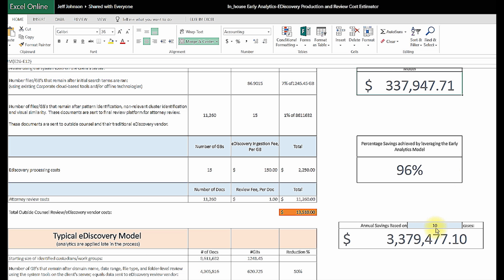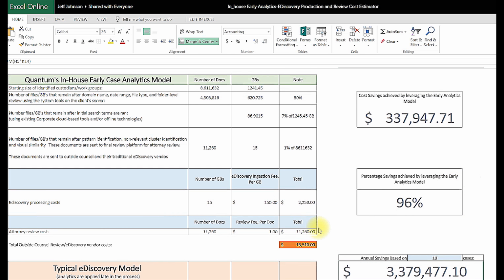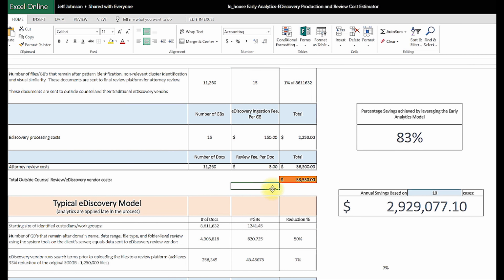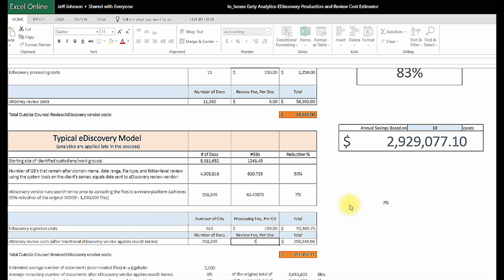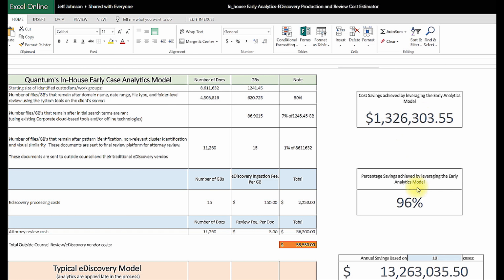If you have 10 such cases a year, the savings is $3.3 million. Now if you change this to $5 a doc, it obviously is going to reflect greater savings. So you can jump into this spreadsheet and play around with it, put your own numbers in there.